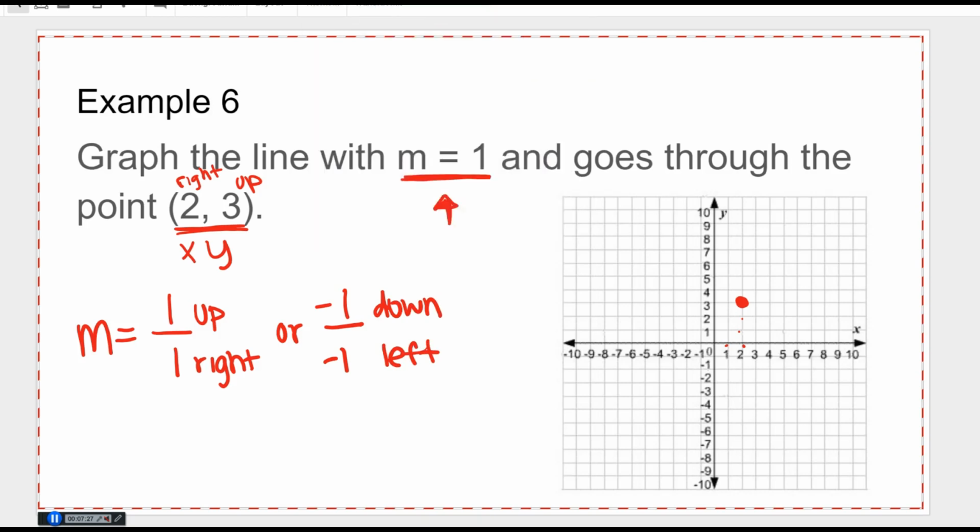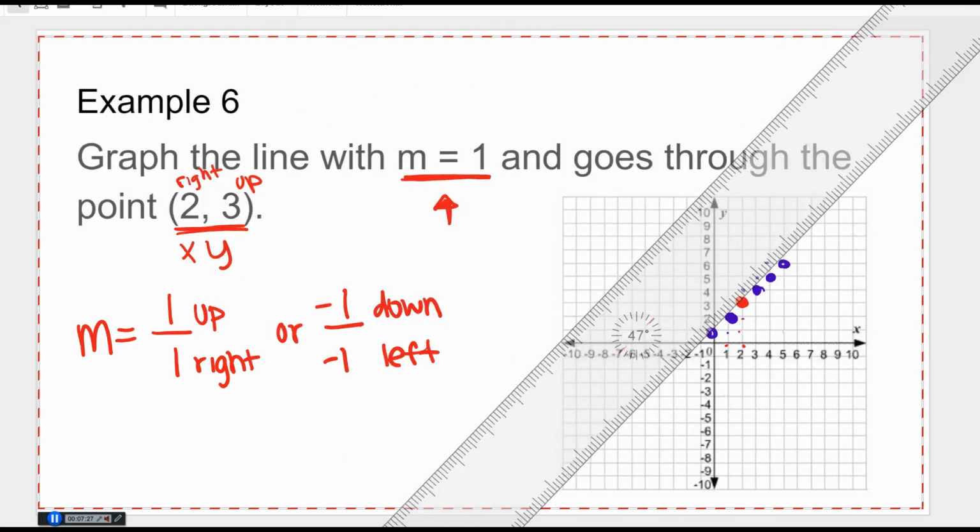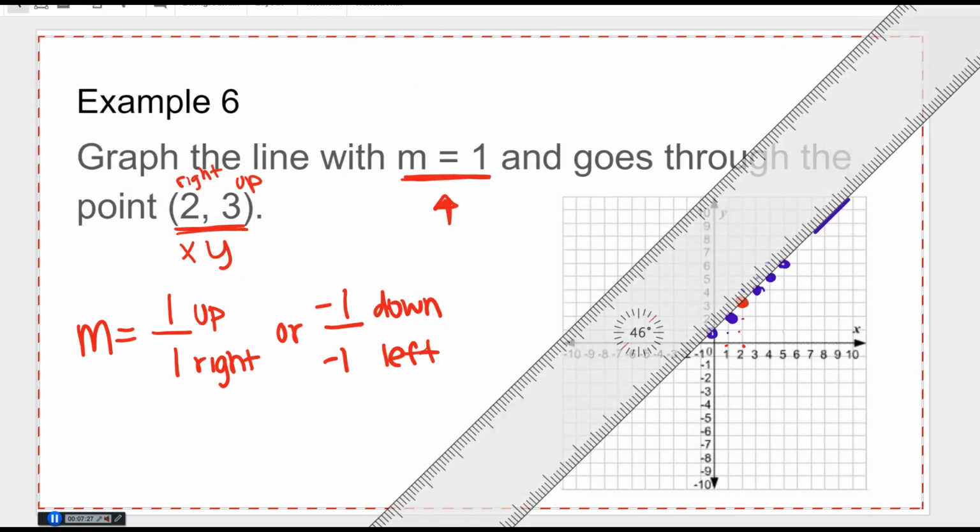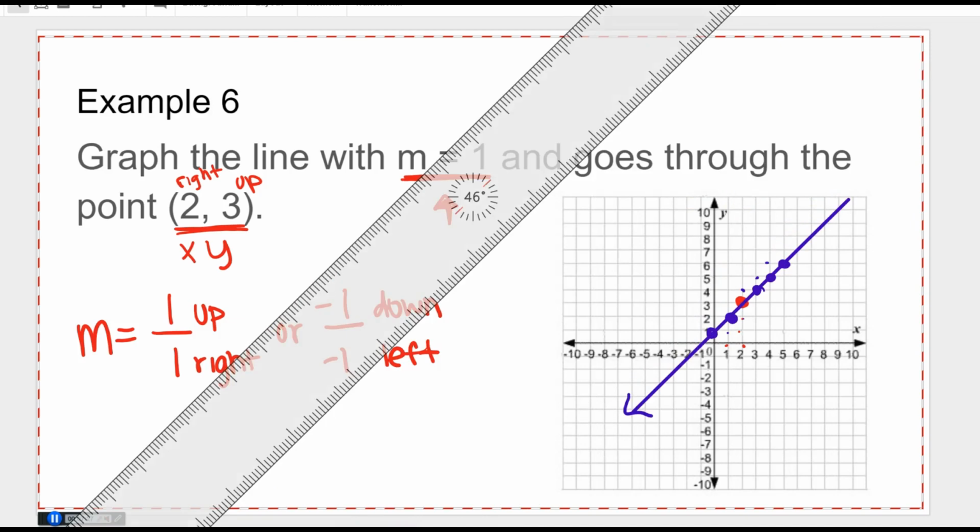So let's take a look here. We're going to go up 1 to the right 1, up 1 to the right 1, up 1. We keep going. There's a lot of grids there. Down 1, left 1, down 1, left 1. Grab your straight edge. Connect your dots. Put arrows on either side.